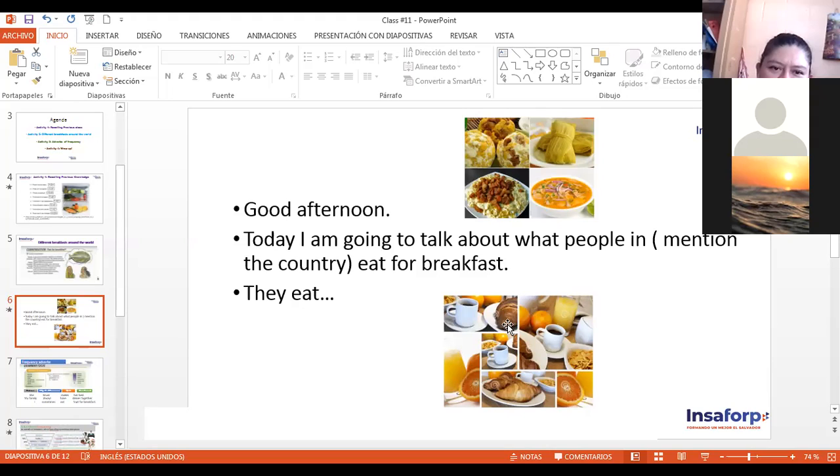They eat scones, or milk and cereal, orange juice, a Greek yogurt with fruit, and orange juice, and they always drink coffee, okay? So that's what you can mention. People in Ecuador eat a lot of eggs. They eat things made of plantain, tamales, or soup. Can you imagine eating soup in the morning?